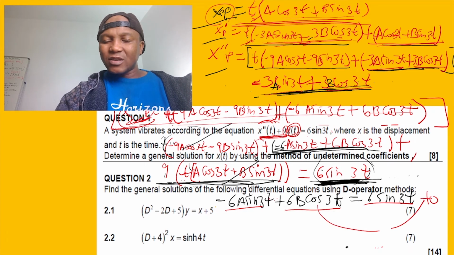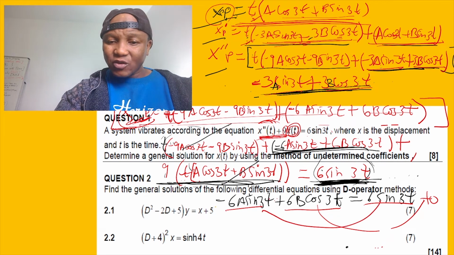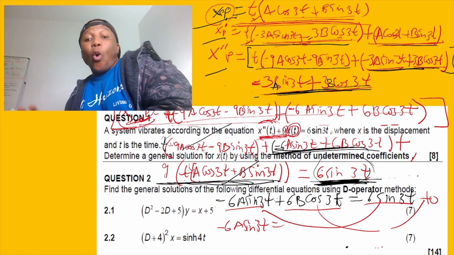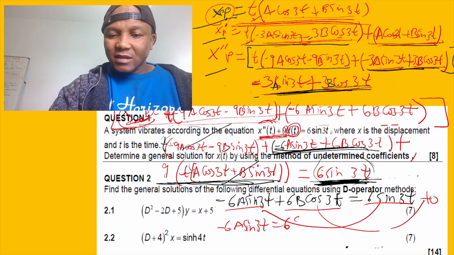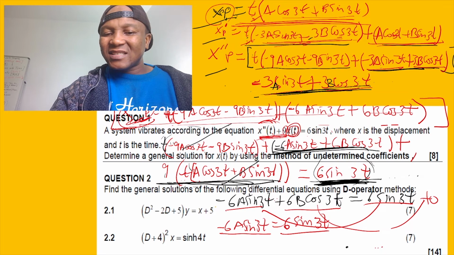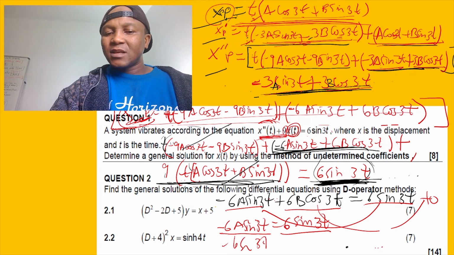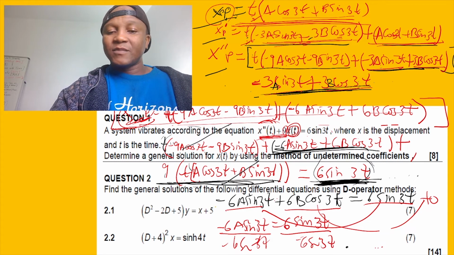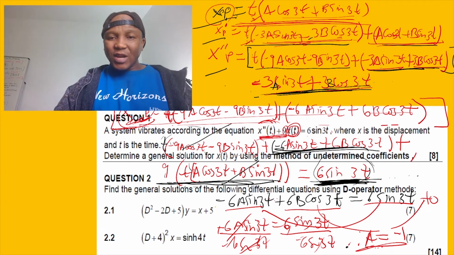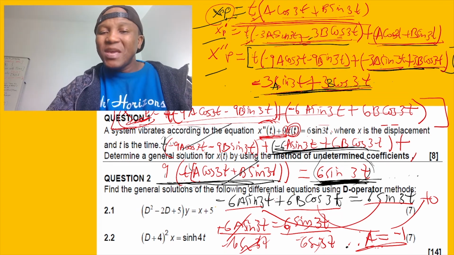So this is going to compare to the 0, and this is going to compare with that. So I'm going to say, well, -6a sin 3t equals 6 sin 3t. So I can simply divide by -6 sin 3t on both sides, so this and this cancel. So a, because we're left with a on the left, equals -1. A equals -1, and b equals 0.